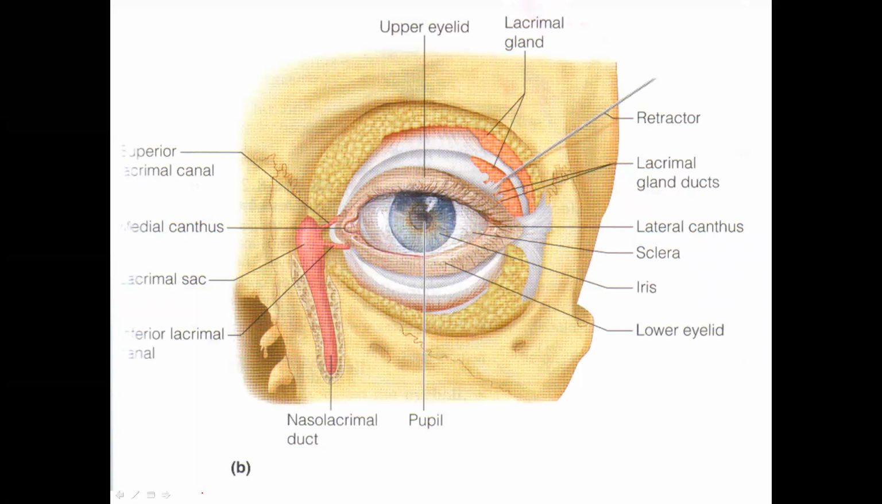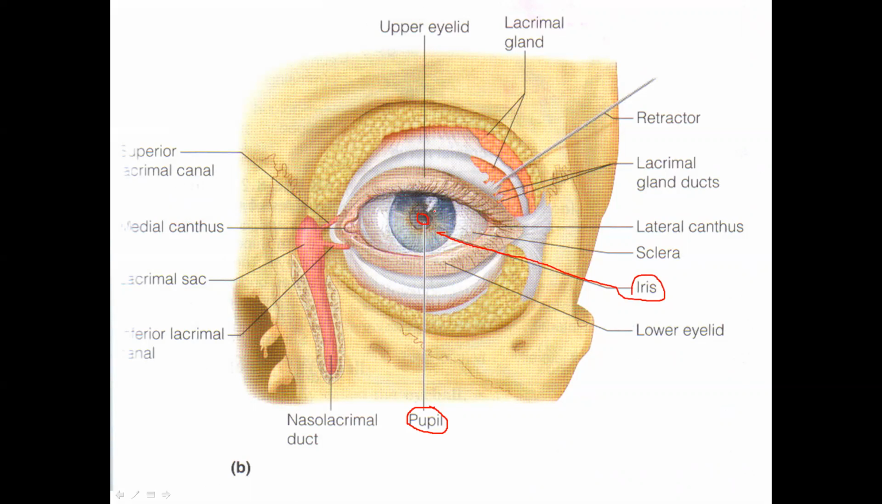All right, some parts I would like for you to know as far as anatomy of the eye. The pupil. So the pupil is what allows for light to enter into the eye. All right, then you have the iris.